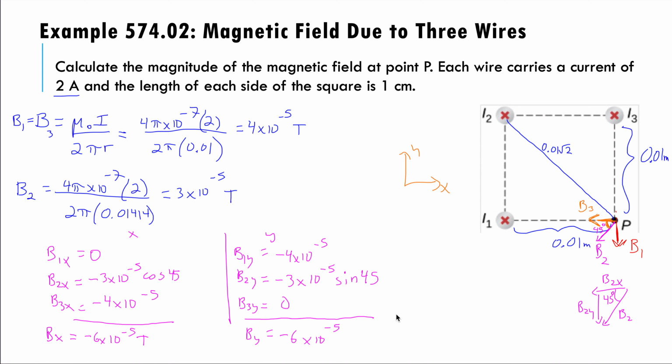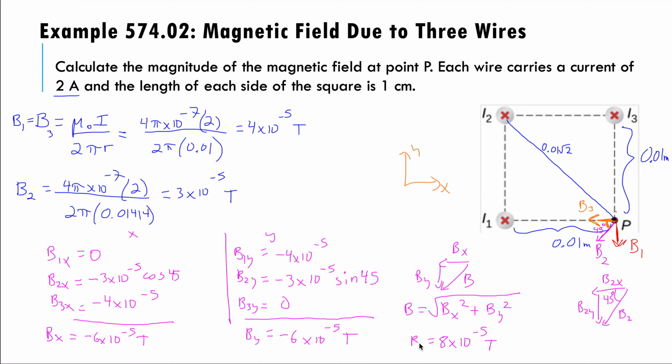So now to find the magnitude of the magnetic field, now that we have the components, we could draw the components if we wanted to. Bx is to the left, By is going down. So the magnitude uses the Pythagorean theorem to find B, that net field. So the magnitude of B is the square root of Bx squared plus By squared. And that's going to give us 8 times 10 to the negative 5 teslas.